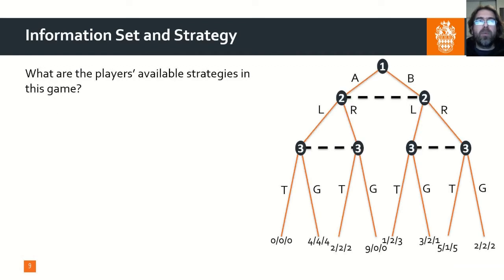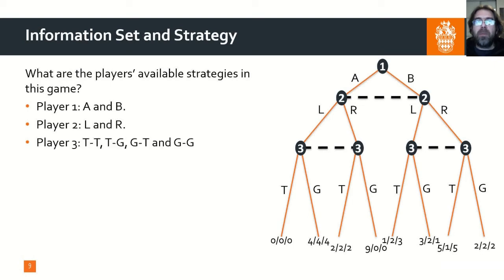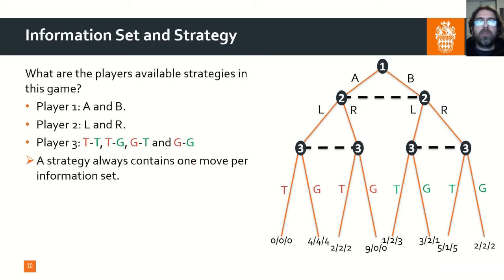A quick test: what are the players' available strategies in this game? Player 1 has the strategies A and B, player 2 has the strategies L and R because player 2 has only one information set, and player 3 has the strategies TT, TG, GT, and GG, one move for each of the 2 information sets. So as you can see, a strategy always contains one move per information set.